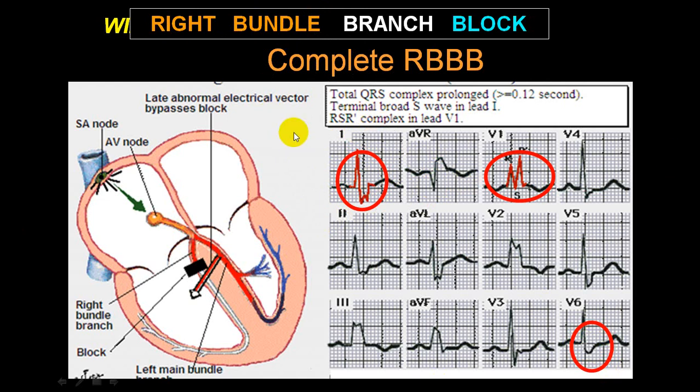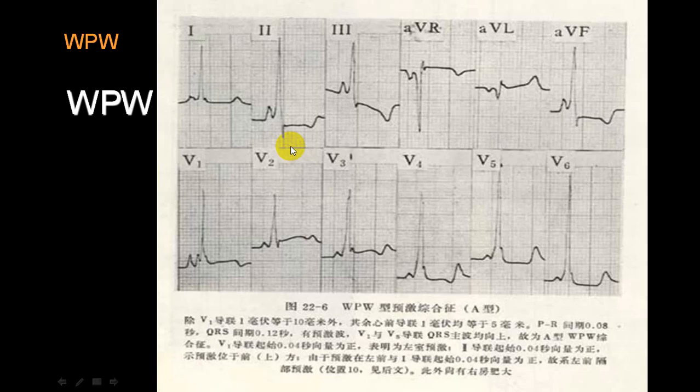This is a good number of times again mistaken for ischemic heart disease because you can see here T wave is inverted. So a good number of times this is mistaken as anteroseptal infarction.